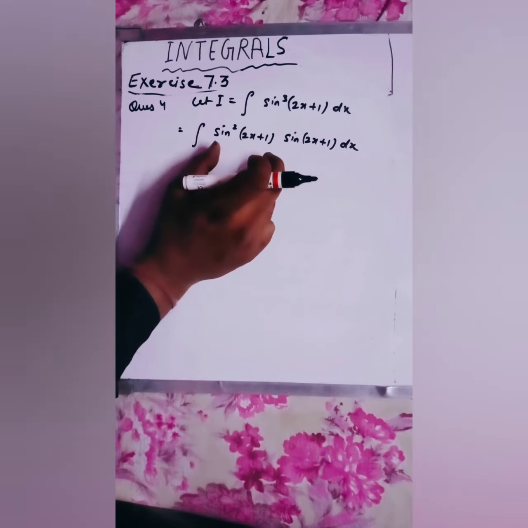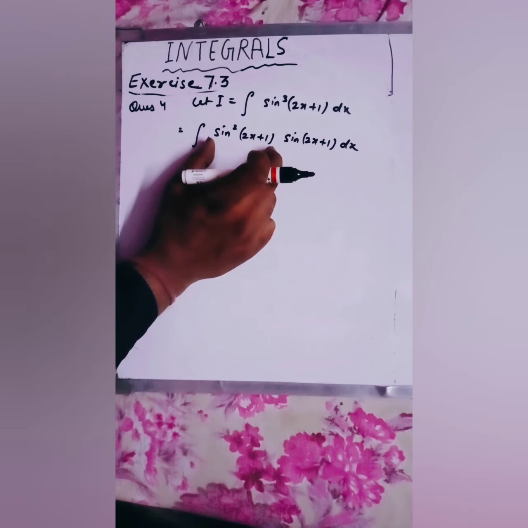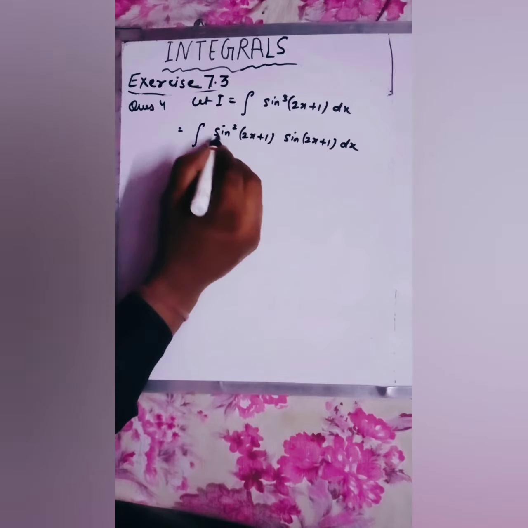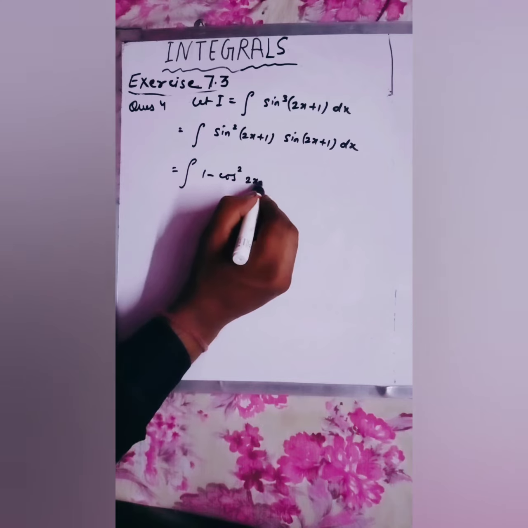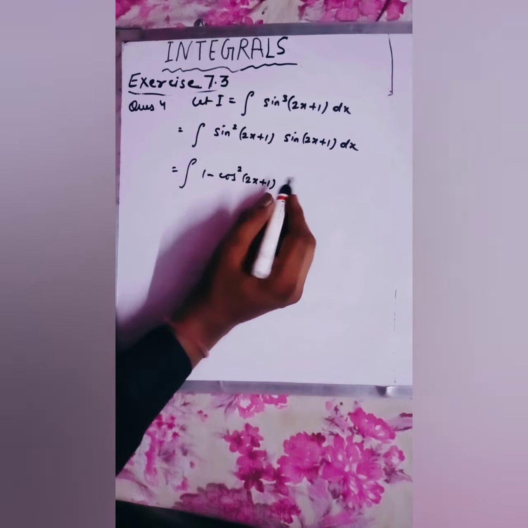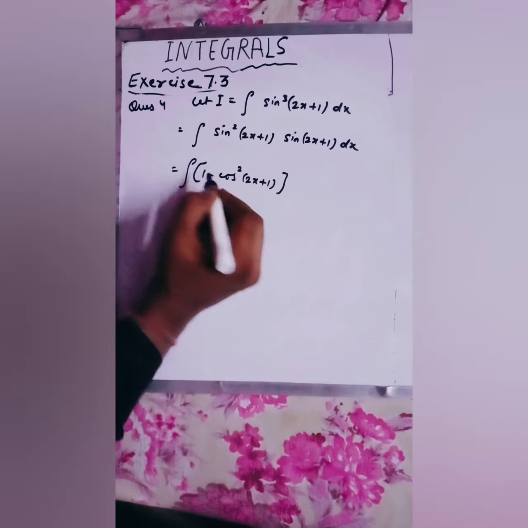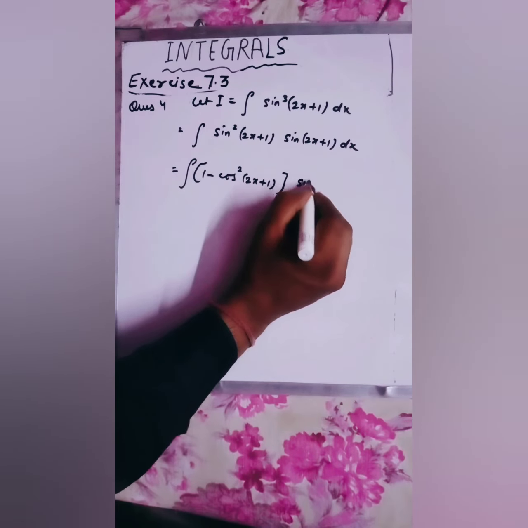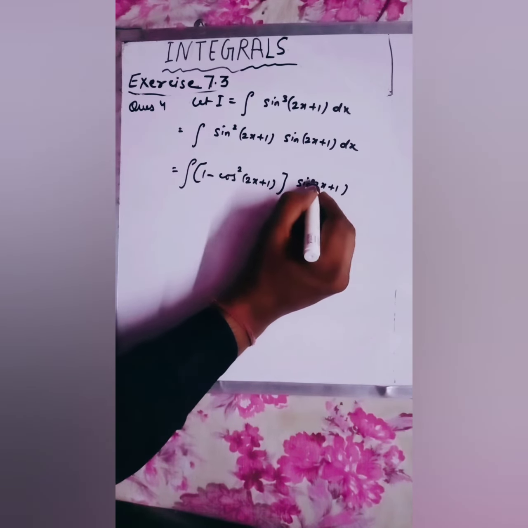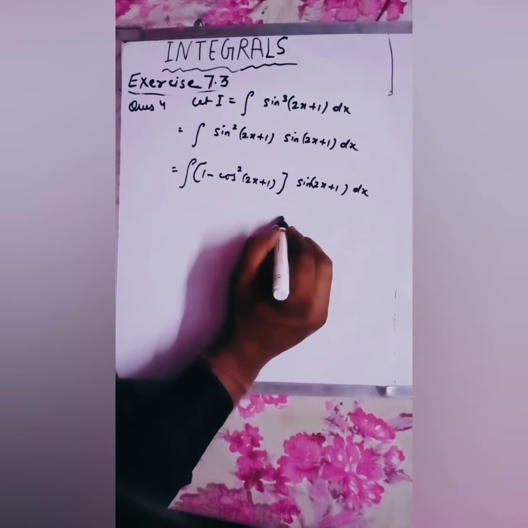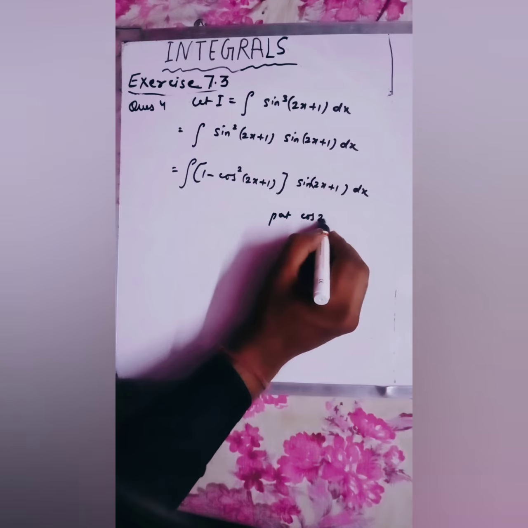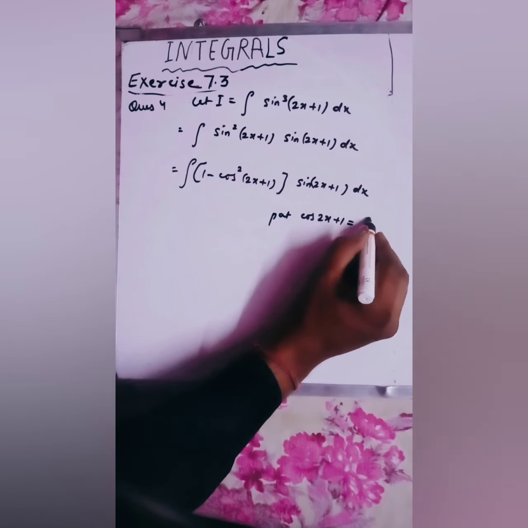Okay, so now what you have to do, you have to break this. It can be written as 1 minus cos square 2x plus 1, sine 2x plus 1 into dx. Okay, now what I'm doing, I'm assuming that put cos 2x plus 1 is equal to t.